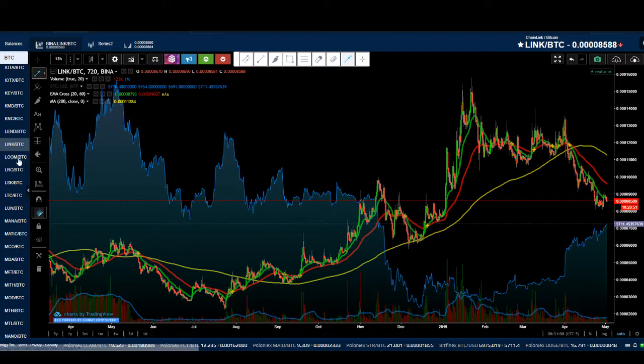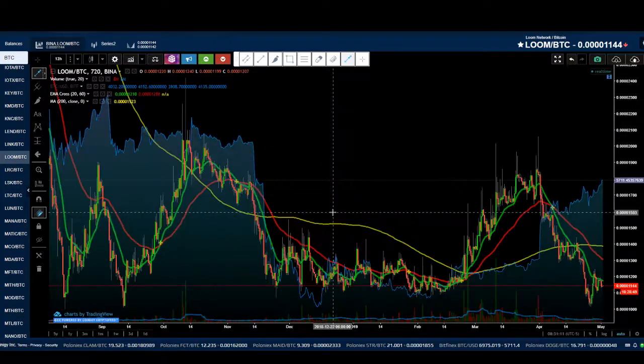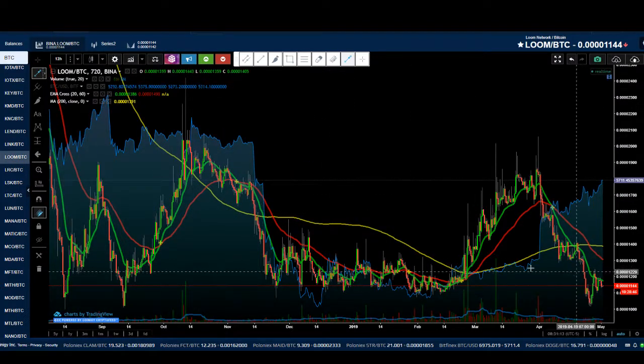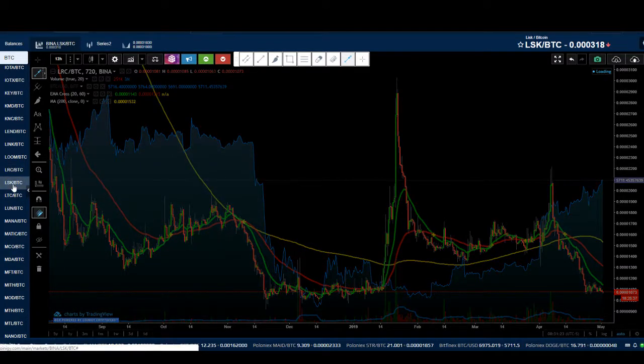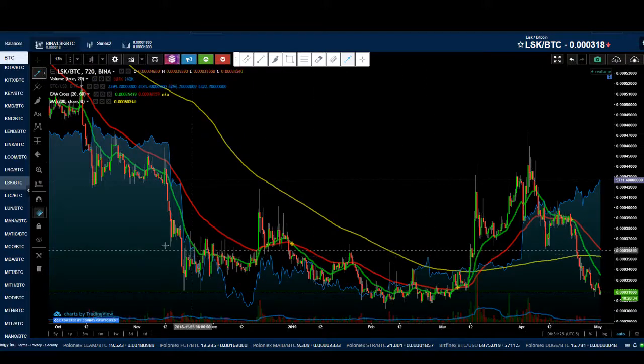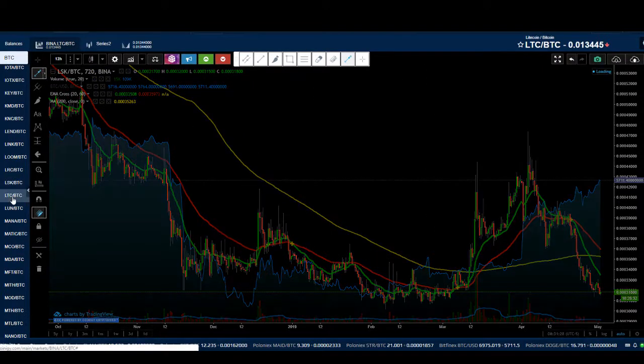Let's go on now. LOOM is a near fail. And no chart pattern shaping up there, not yet. Give it some time. This is a near fail and looking terrible. What are we at now? LRC. So it is marked as a near fail. Lisk, marked as a near fail. A little bit of a green tick there, but still not so good.